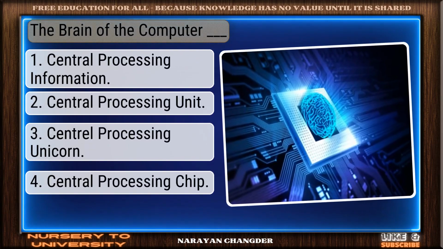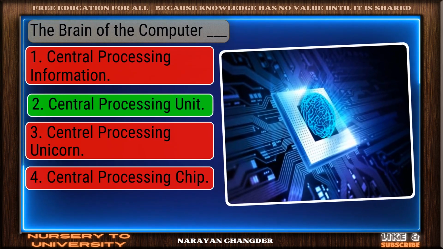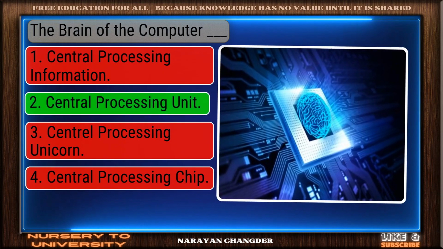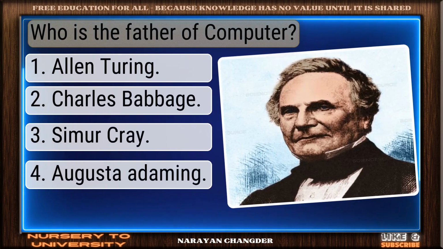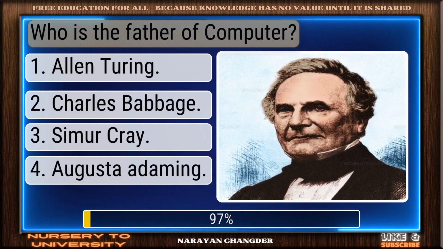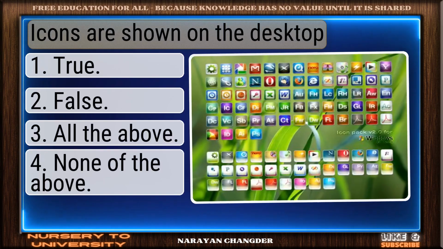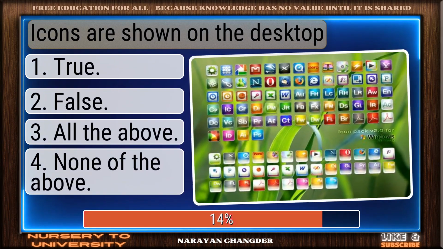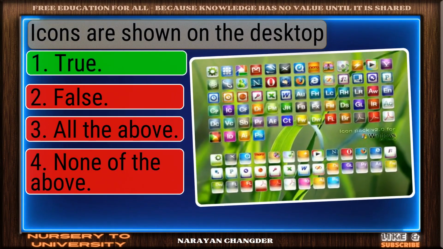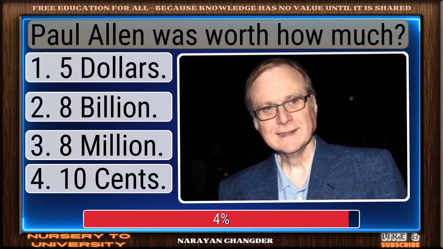The brain of the computer dash. Well done. Central processing unit is right. Who is the father of computer? Sharp thinking. Charles Babbage is right. Icons are shown on the desktop. Exactly. True makes sense. Paul Allen was worth how much?